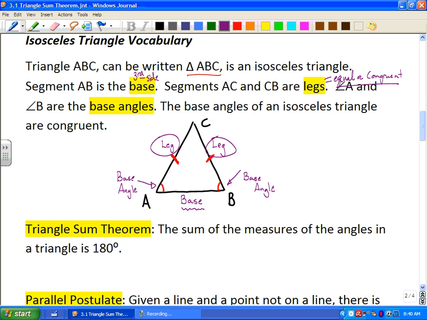Up here, equal or congruent. The legs are equal or congruent. The two equal or congruent sides.